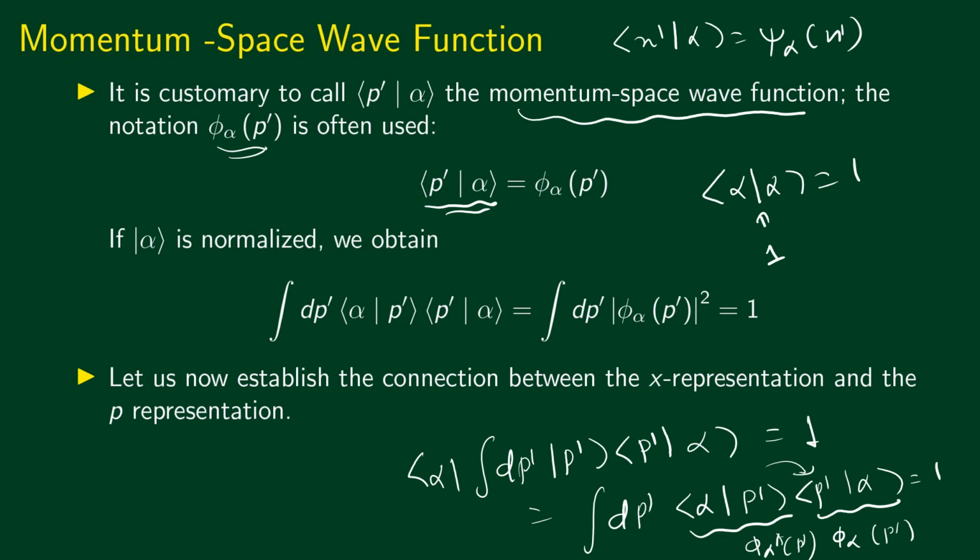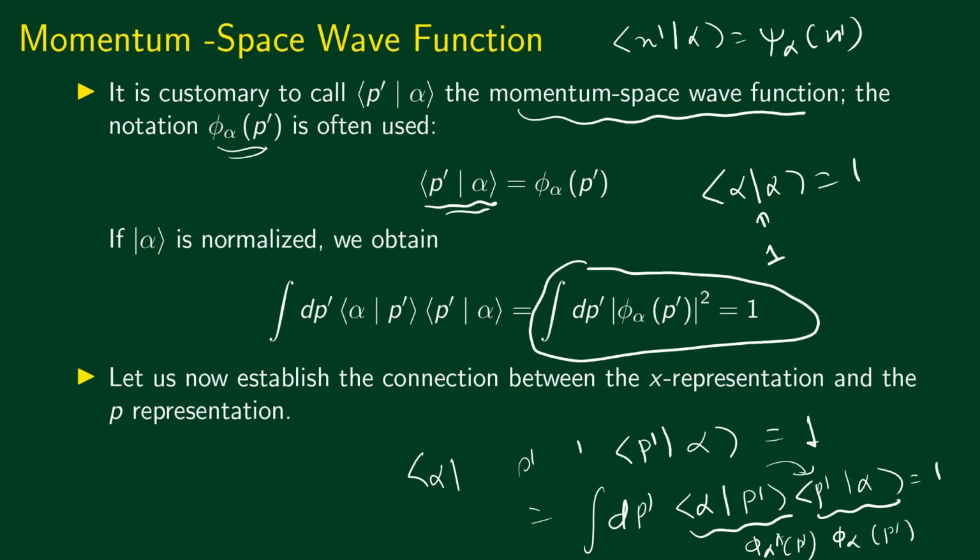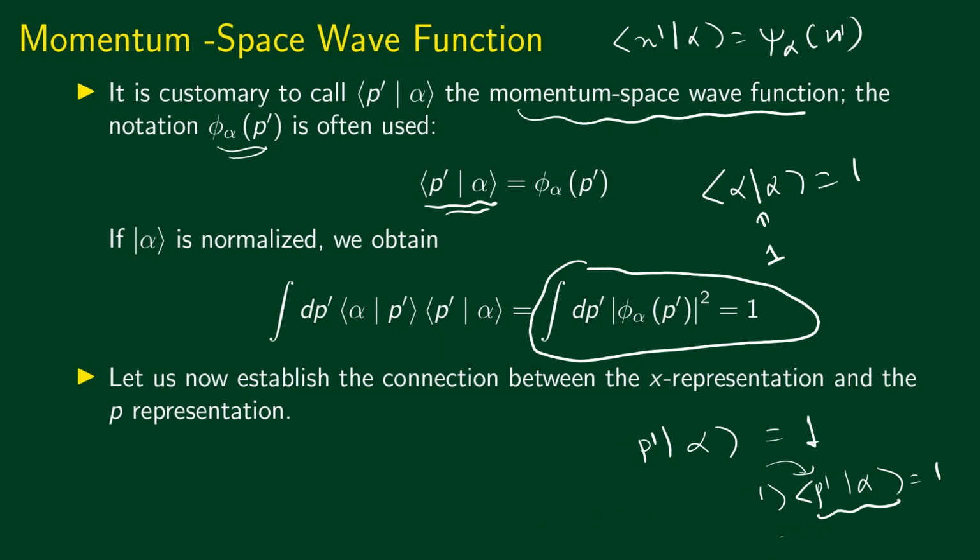So the normalization condition becomes integral dp prime phi alpha star of p prime, which means the complex conjugate, multiplied by phi alpha of p prime. Now that can be written as modulus square of phi alpha of p prime. So the normalization condition is integral dp prime modulus square of phi alpha of p prime is equal to 1. It's exactly the same thing that we have seen in the case of the position space.